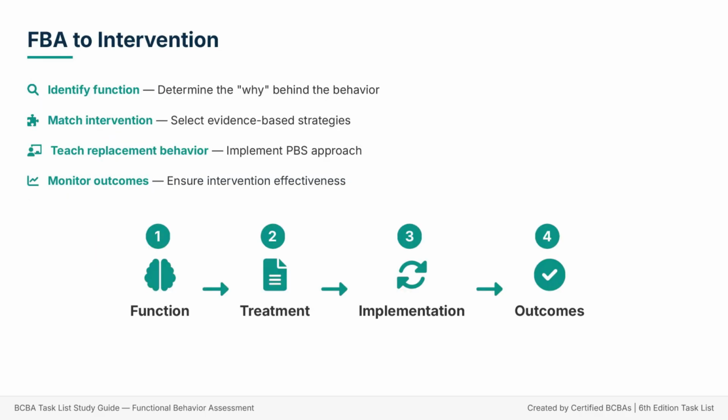FBA directly informs intervention. First, we identify the function of behavior. Then we match the intervention to that function. Next, we teach replacement behaviors that serve the same function. And finally, we monitor outcomes to ensure effectiveness. This sequence ensures that intervention is both function-based and evidence-based.